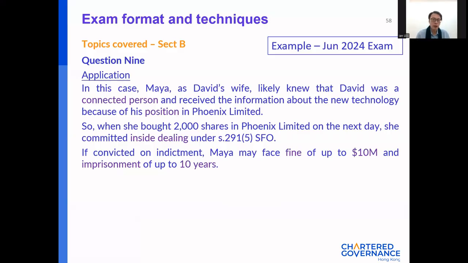So when she bought the 2,000 shares in Phoenix Limited on the next day, she committed insider dealing under Section 291, subsection 5. So if convicted on indictment, she may face a fine of up to 10 million and imprisonment of up to 10 years.